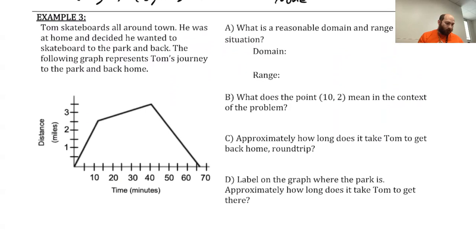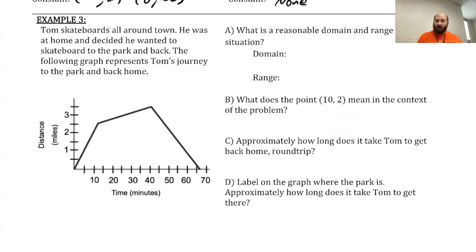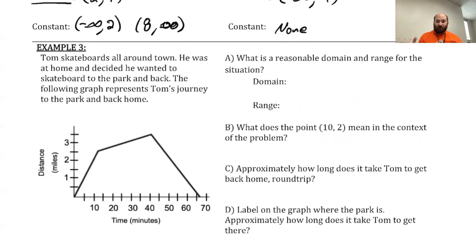For our last example, example three, we're going to go through a bunch of different things. We're going to tie it back to some of the other things we covered in this unit. Tom skateboards all around town. He was at home and decided he wanted to skateboard to the park and back. The following graph represents Tom's journey to the park and back home. Look at what we're comparing: distance and time.